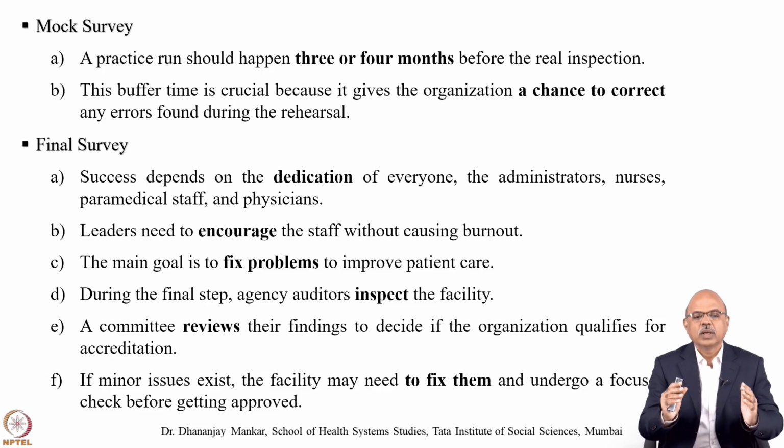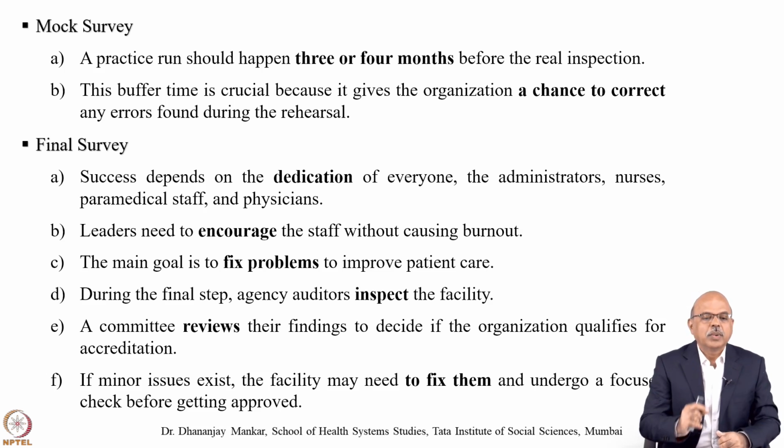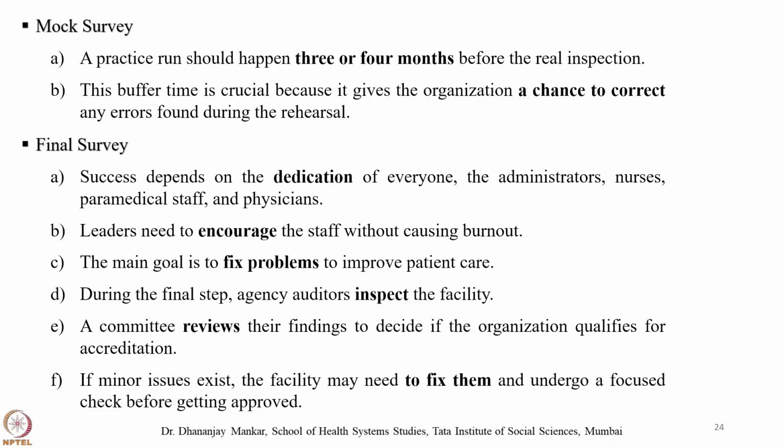A committee reviews the findings to decide if the organization qualifies for the accreditation. So a committee will be called upon, and it reviews the entire inspection done by the auditor and then makes the final decision on whether the organization qualifies for accreditation. If they find that a minor issue exists, accreditation does not happen right away. The facility needs to fix it up, and they will undergo a focused check before getting it approved.